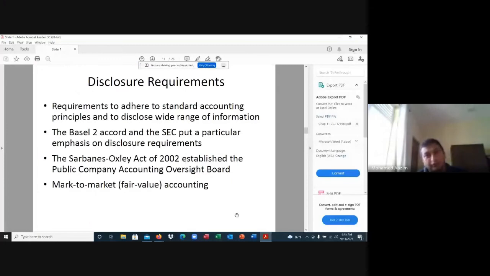Otherwise, what happens is your accounting standards are different to the accounting standards of the other jurisdiction. So you are not comparing apples to apples. So you will not be able to figure out how much the risk exposure of your bank is against the bank next door, if not in the next neighbor country.